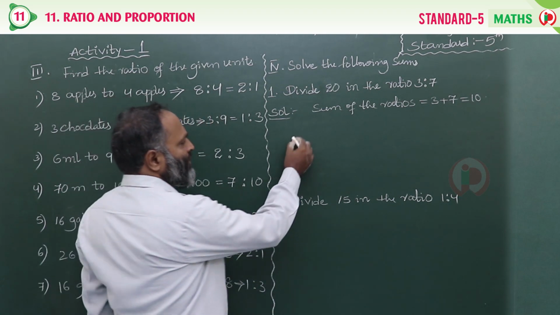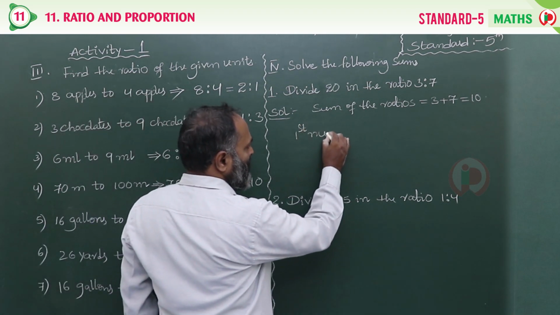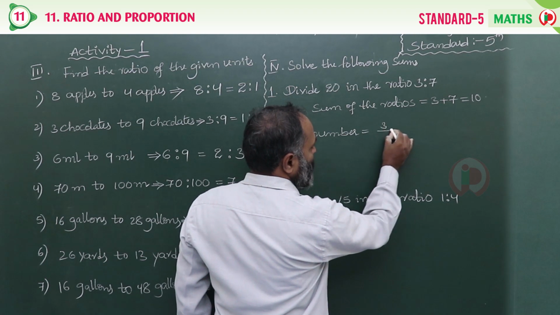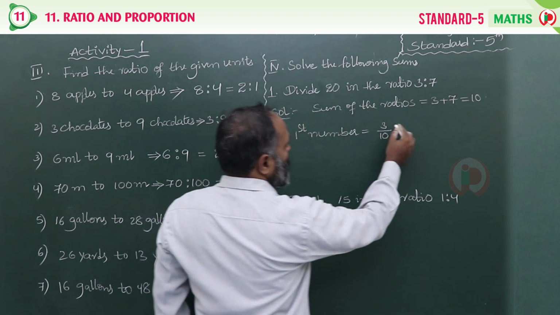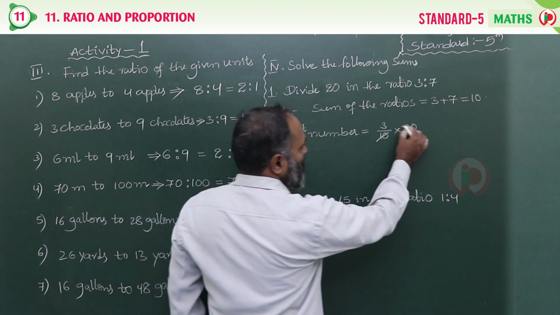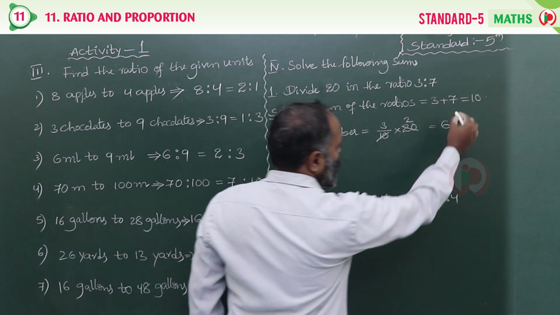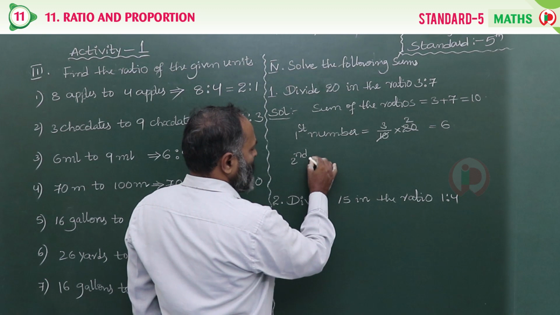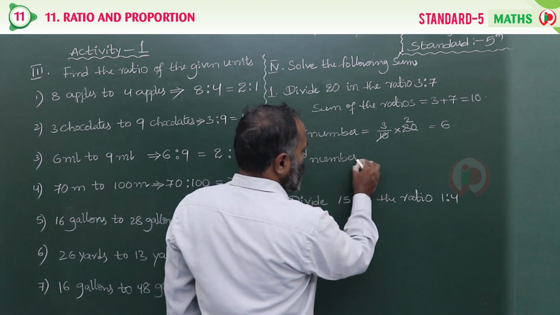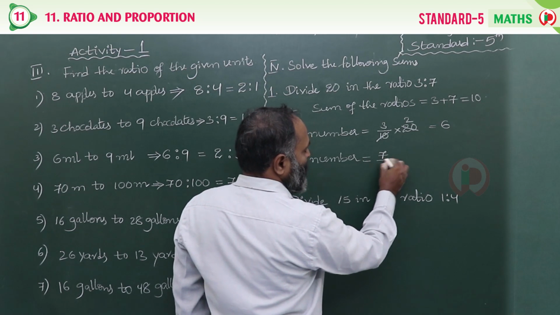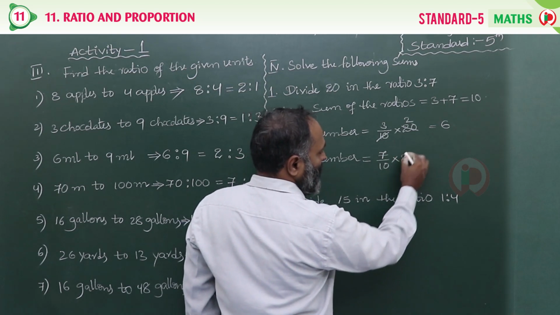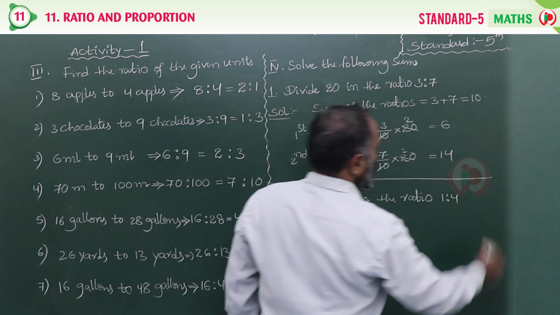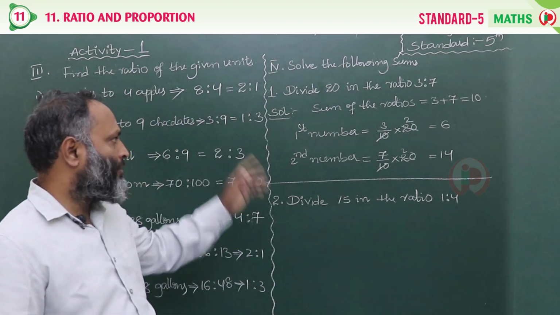Now how to find the first number? The first number is the first ratio divided by the sum of the ratios, into the given number. 3 by 10 into 20: 10 2s are 20, 3 2s are 6. 6 is our first number. And the second ratio is 7: 7 by the sum of the ratios into 20. 10 2s are 20, 7 2s are 14. So this is about the ratios.